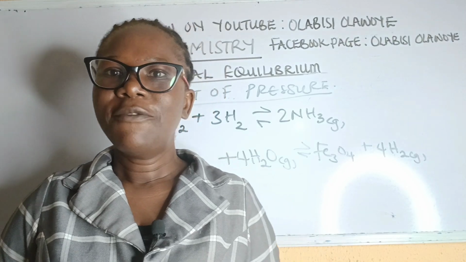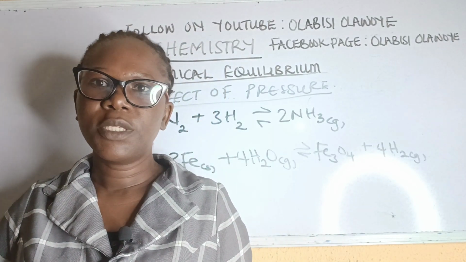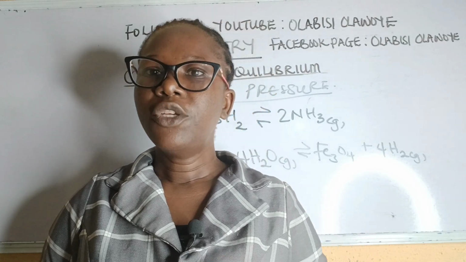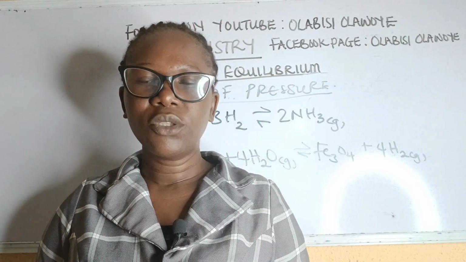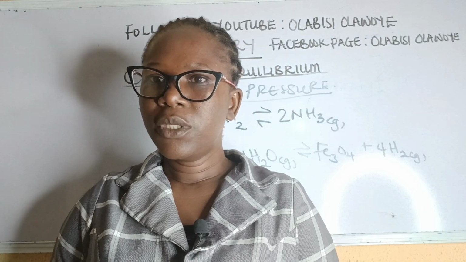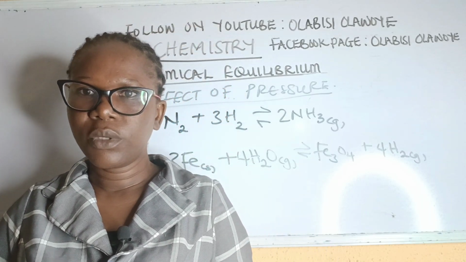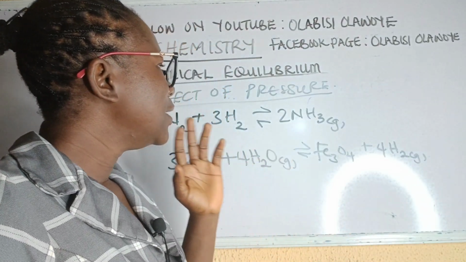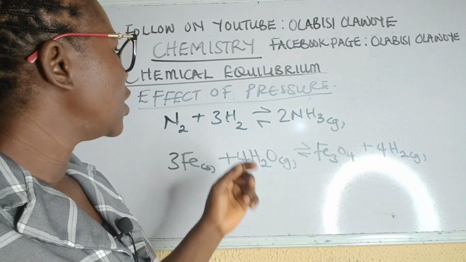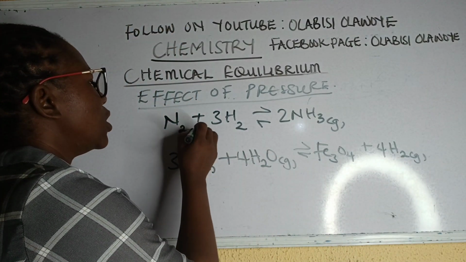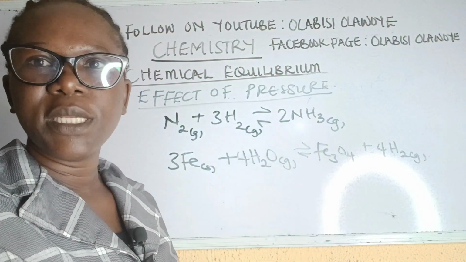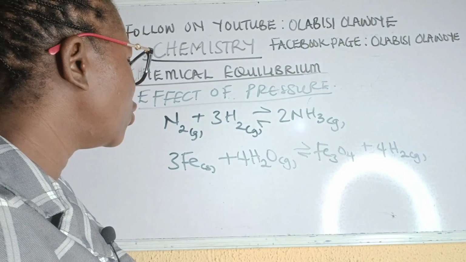Now, another factor that affects chemical equilibrium is pressure. How does pressure affect chemical equilibrium? Number one, pressure as a factor only affects reactions involving gases, and it doesn't have any effect on reactions involving solids. And there are 2 conditions. Number one, which I've mentioned, the reaction must be in gaseous form. Consider this reaction, the Haber process, in which nitrogen gas reacts with hydrogen gas to give you ammonia gas. We can see that all these reactants and products are in gaseous form.